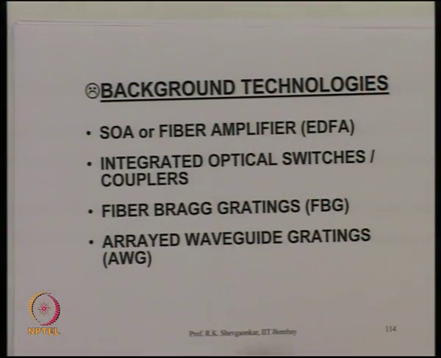We have been discussing various components which are used in optical communication systems. We saw that for a wavelength division multiplex system, we require a variety of components, and last time we investigated one of them, the optical amplifier. So, we have seen that we require a background technology for WDM systems: optical amplifiers, switches and couplers, fiber Bragg grating devices, and so on.